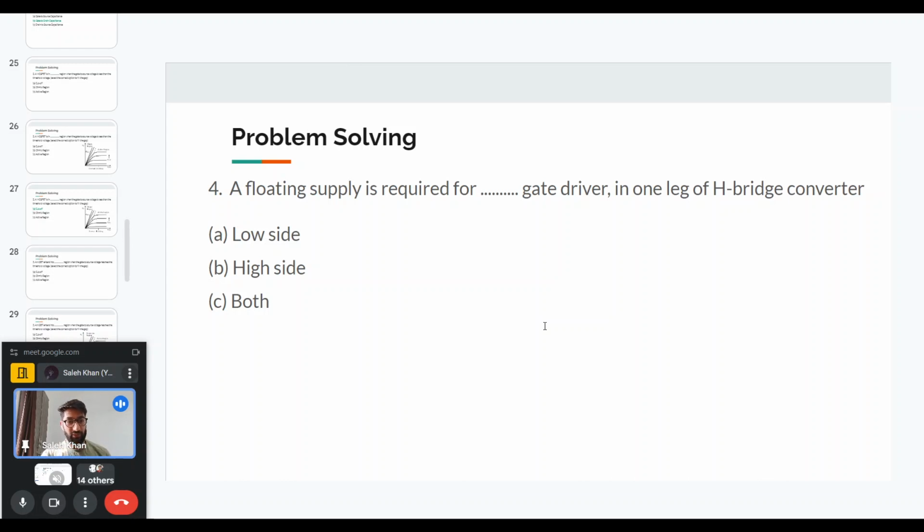Now the fourth question, and we just talked about this. If we have a floating supply, it is required for which switch in the H bridge converter? If we have an H bridge converter, one leg of the H bridge converter, so we have two switches. One is the high side switch, another is a low side switch. So for which one do we require a floating supply?